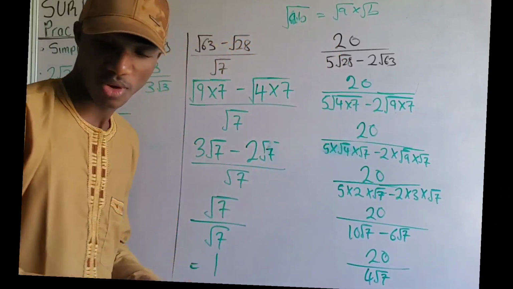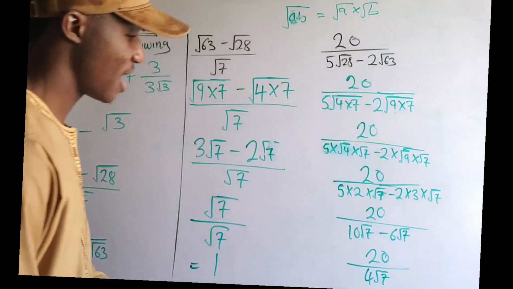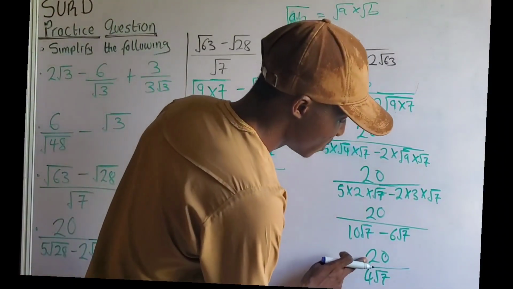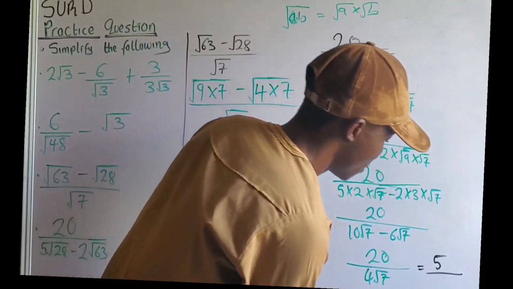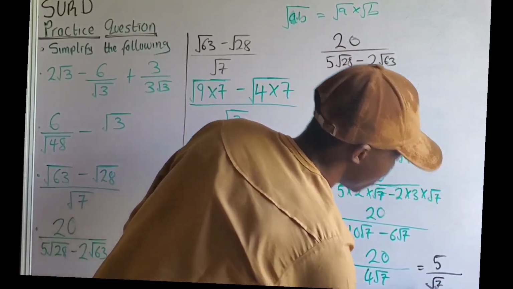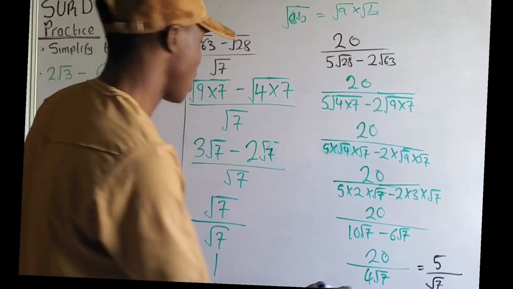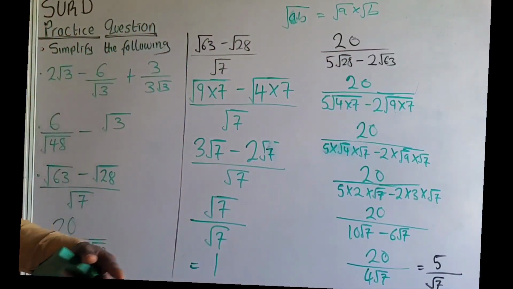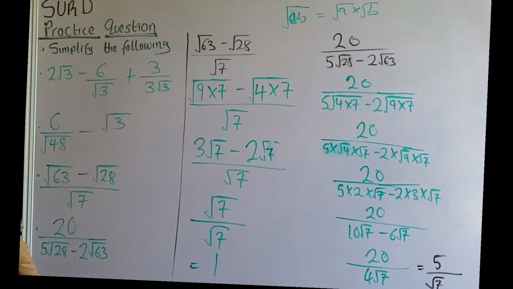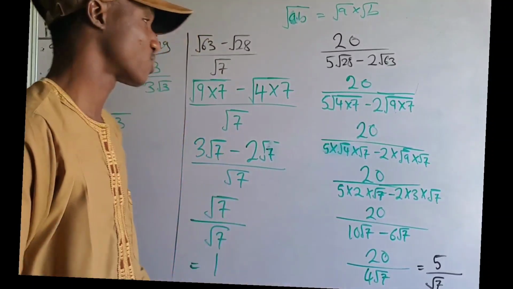Okay? Now, having gotten to this point, listen to me carefully. You can still simplify because 20 divided by 4 will give me 5. So I'm going to have 5 all over root 7. Okay? That is not the final answer. Because you have an irrational part at the denominator, you have to rationalize the surd. Are you getting it? Because you have an irrational part at the denominator, which is root 7, you have to rationalize the surd.